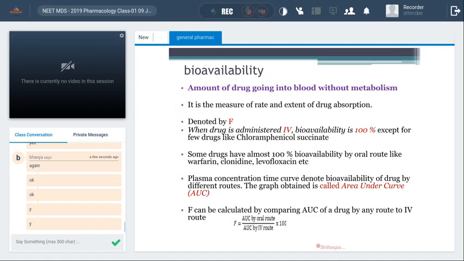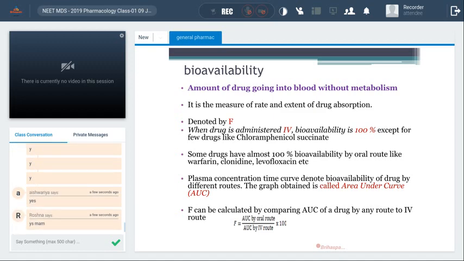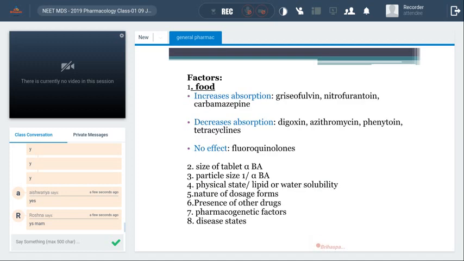Okay, so is this concept understood by all of you? Have you understood all this? Okay, very good. So we'll move on.